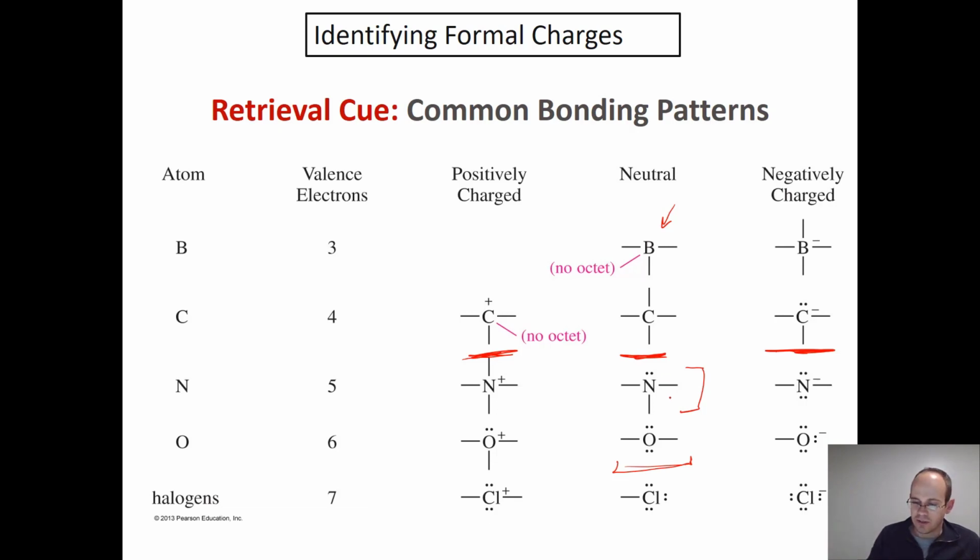Carbon always has 4. Nitrogen usually has 3 bonds and more or less will give you a charge. And oxygen usually has 2 bonds and more or less will give you a charge. Chlorine usually has 1 bond, or halogens in general usually have 1 bond and more or less will give you a charge.